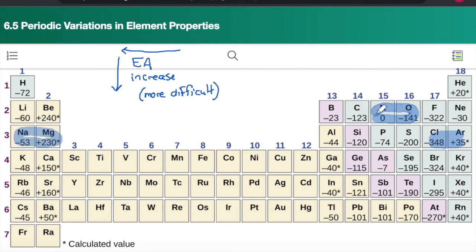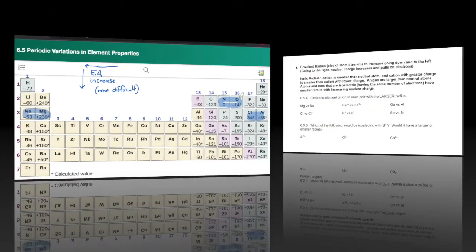We also mentioned nitrogen versus oxygen. For oxygen, adding an electron is fairly good. You get 141 kilojoules out of it. Nitrogen, you don't actually have to pay any kilojoules, but you don't get any out either. So this is definitely more difficult to add an electron than it would be to add one to oxygen.